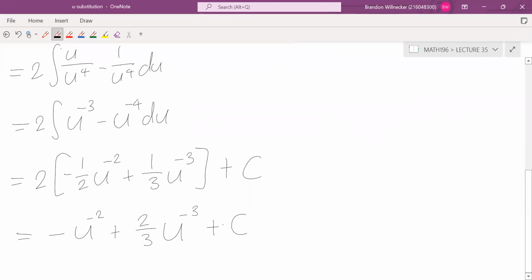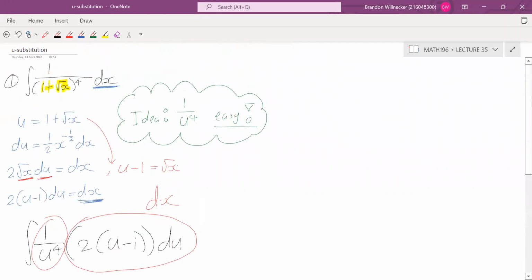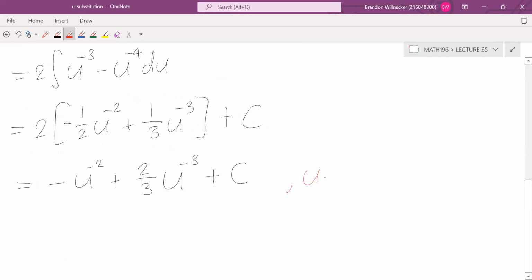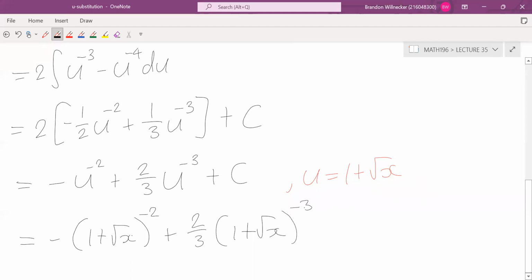Okay, but we're not done yet because now we've got an answer in terms of u, but what we really want is an answer in terms of x. So we need to put that back. So u is equal to 1 plus root x. We can just substitute that in and we get our final answer. So this is going to be minus (1 plus root x) to the minus 2 plus 2/3 (1 plus root x) to the minus 3 plus c.